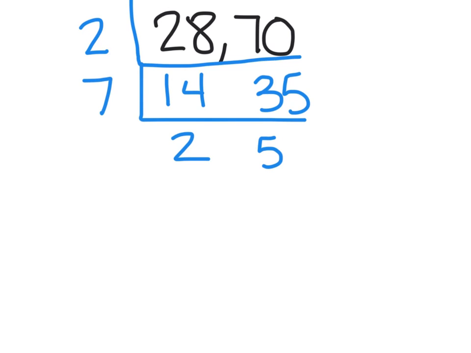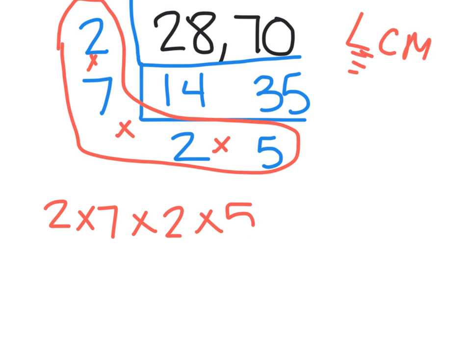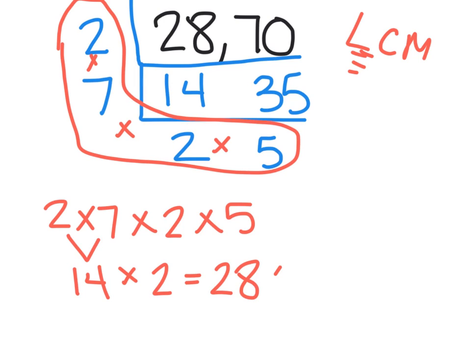So since we're doing least common multiple, remember the L. We're going to make our L, and then multiply all the numbers together. So we have 2 times 7 times 2 times 5. 2 times 7 is 14, times 2 is 28, times 5.